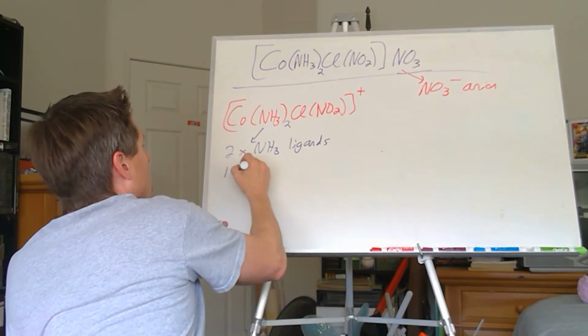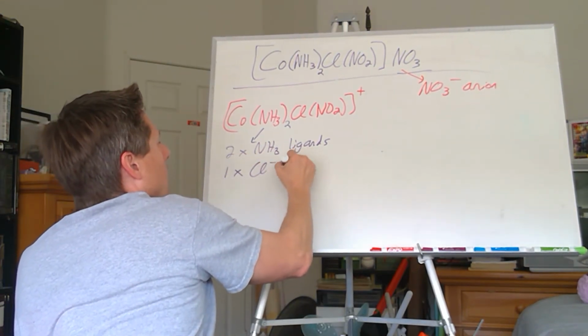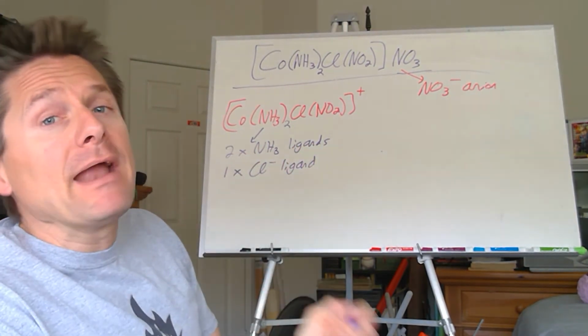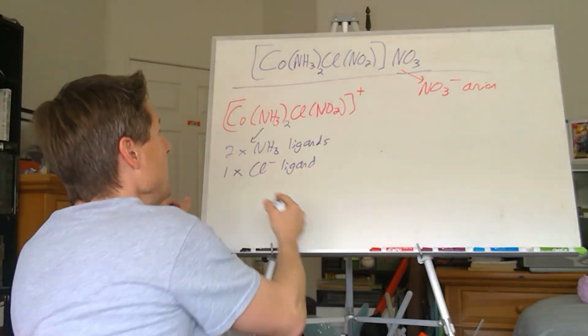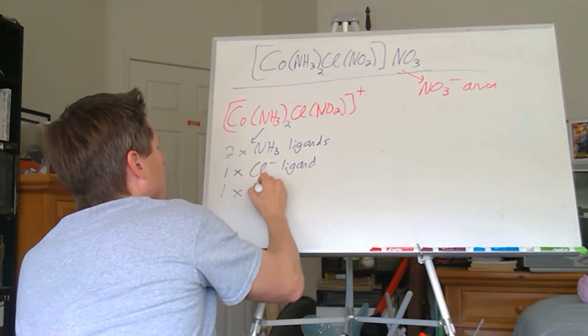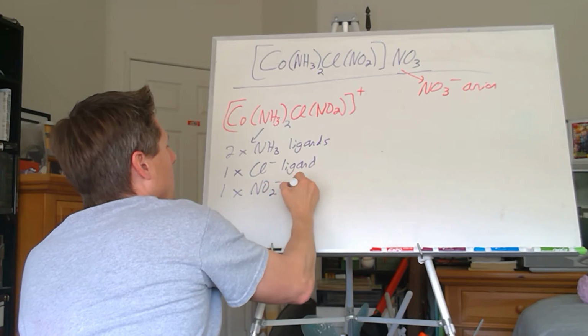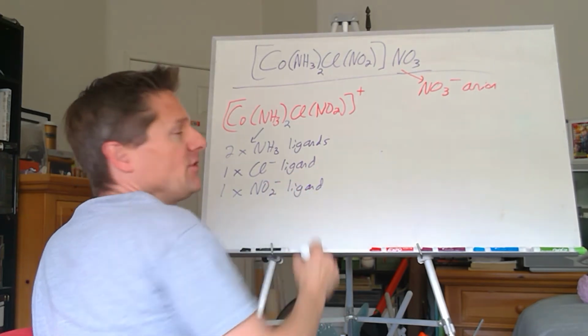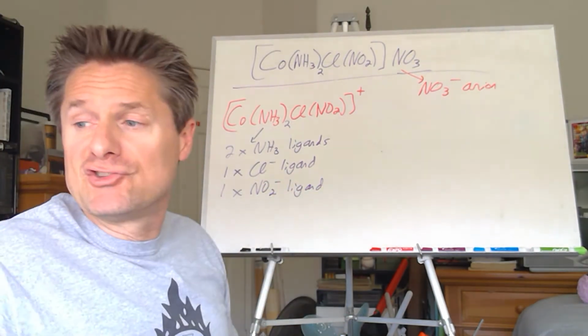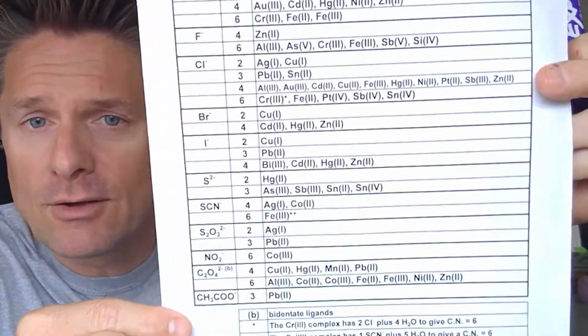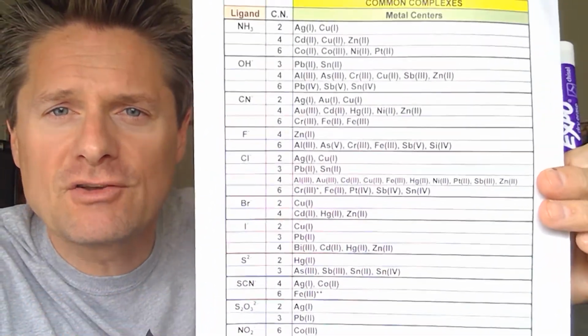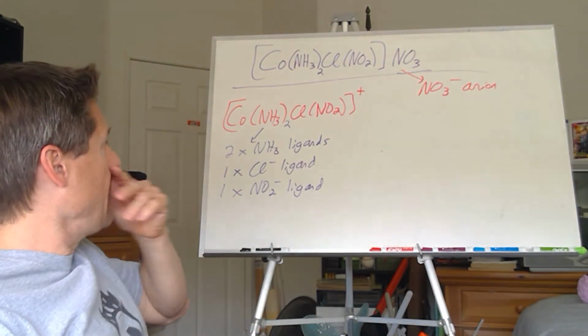We have one chloride ligand. So that has a -1 charge and is also monodentate. And we have one nitrite ligand, which is a -1. You can check this again. You can look on there, and you can see the charges of everything, right? And whether they're mono or bidentate.